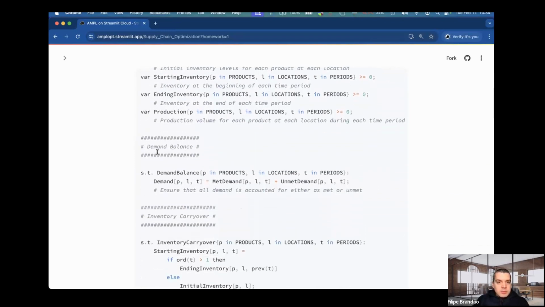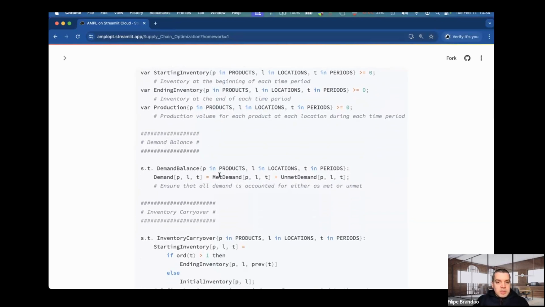And once we have sets, parameters, and variables, we can define constraints. For instance, here, demand balance, which is also indexed. And then the condition that needs to be satisfied for every index of the constraint.